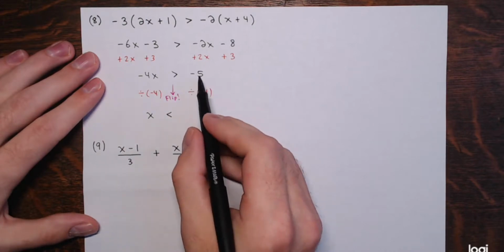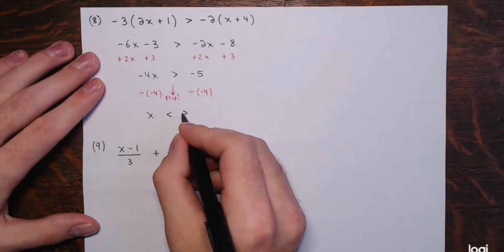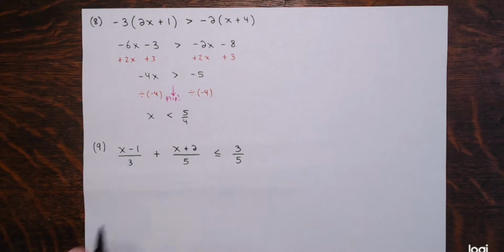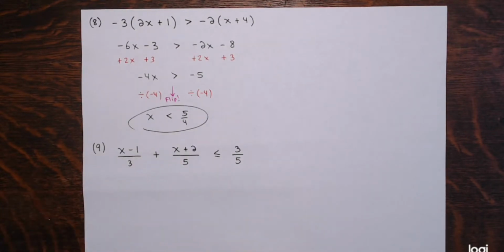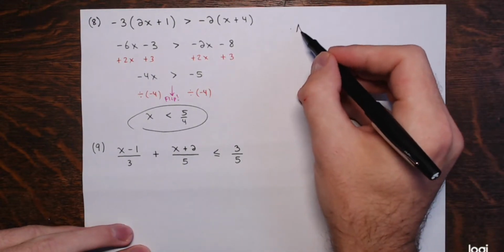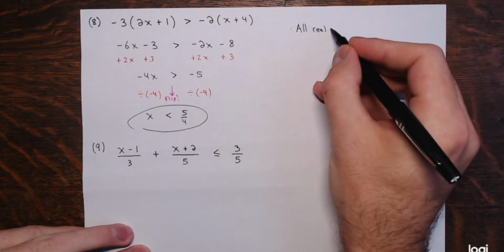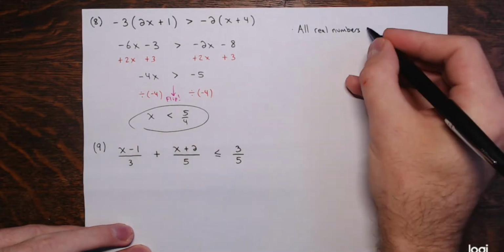And then -5 divided by -4, negative divided by negative would be positive 5/4, or 1.25, or 1 1/4, or whatever you want to write. So there's a description of the solutions, and I'll describe it in all 4 ways. So x can be any real number, or the solution set is all real numbers that are less than 5/4.